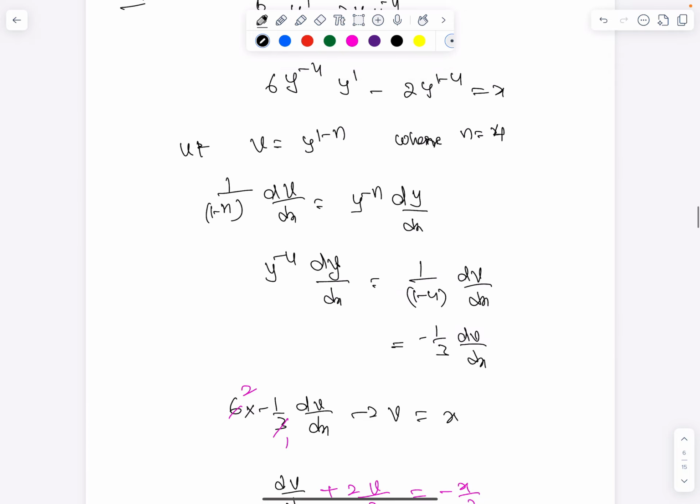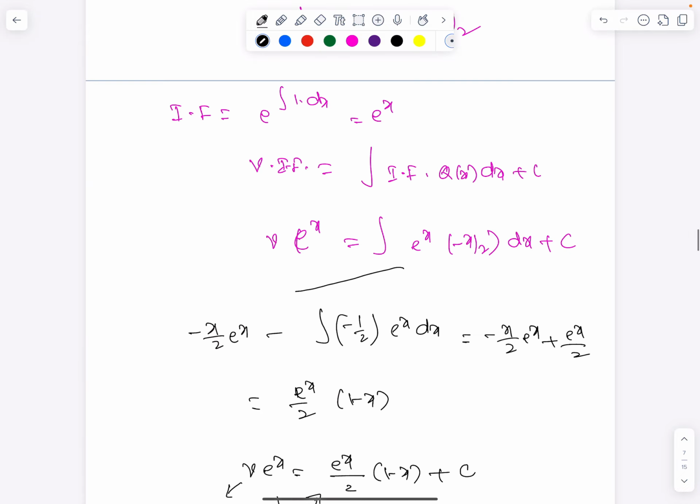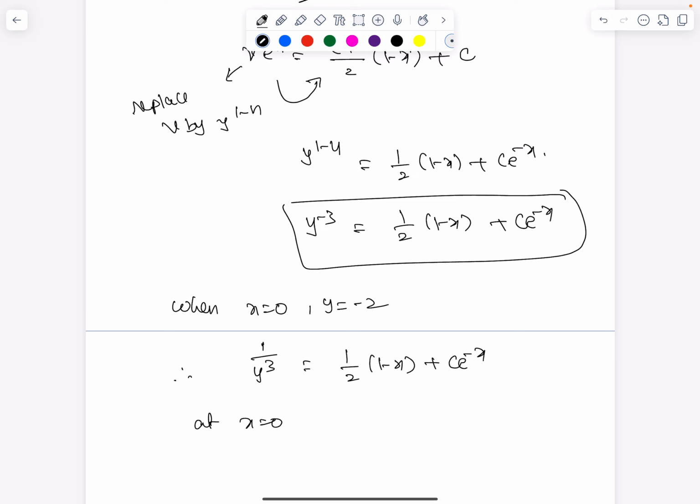This is the initial value problem where when x is 0, y is minus 2. Therefore, y power minus 3 is 1 by y cube, which is equal to 1 by 2 into (1 minus x) plus c e power minus x. At x equal to 0, y is minus 2. Therefore, (minus 2) whole cube is equal to 1 by 2 into (1 minus 0) plus c e power minus 0.